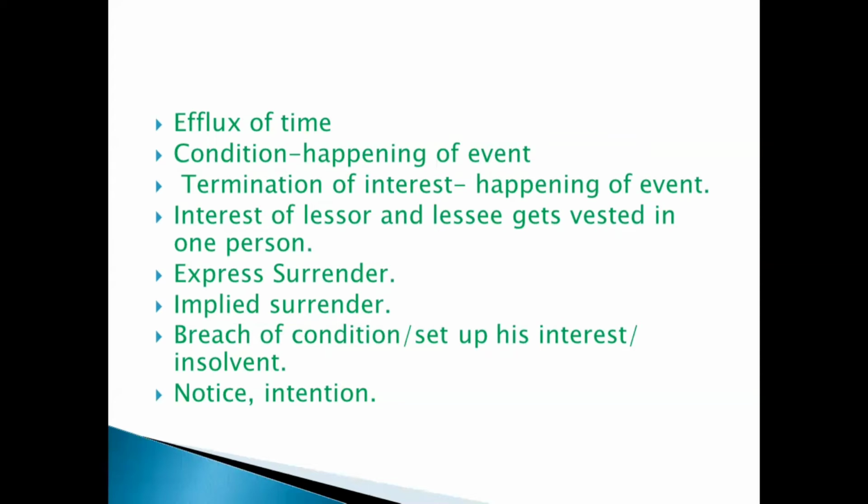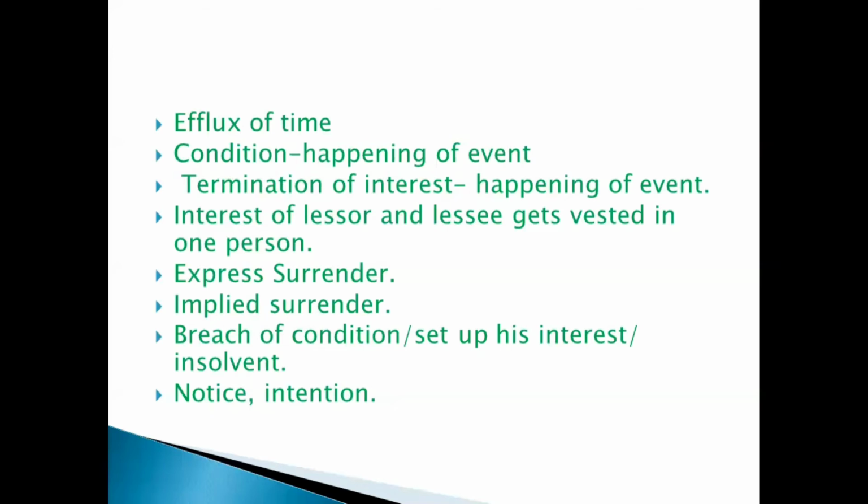Or it may be a case where a lease is given to a person with the condition that if the lessor's relation gets married in the house, the lease will come to an end. On marriage in the house, the lease will come to an end. Termination of interest, that is, the lessor's interest terminates in the property. The lease will come to an end. Interest of lessor and lessee gets vested in one person. That is, the smaller interest gets merged into a bigger interest. Then the lease will come to an end.